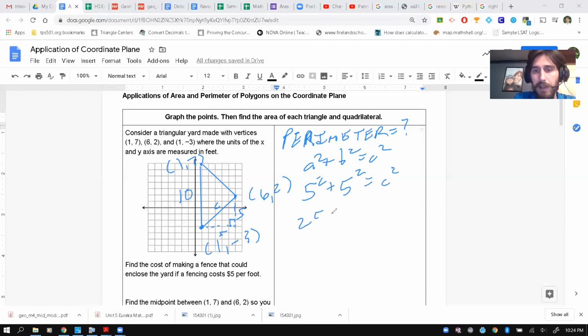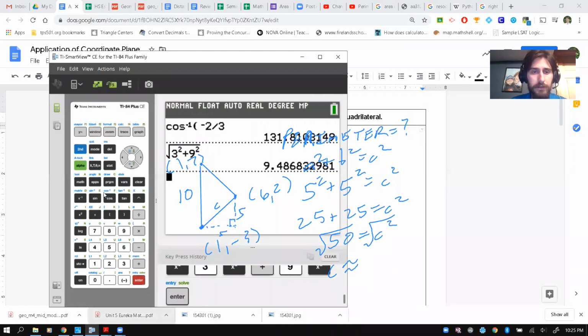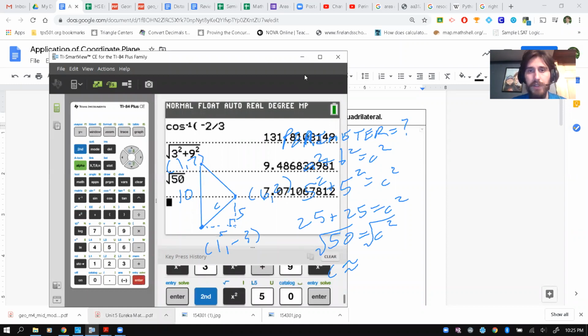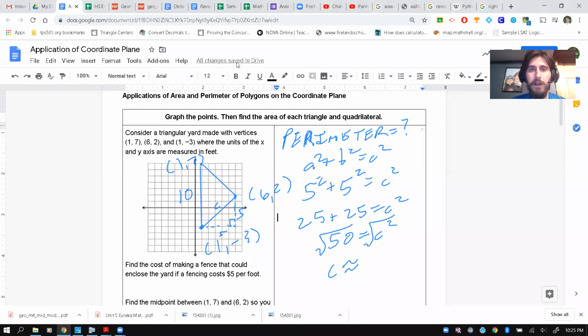5 squared is 25. 25 plus 25 is 50. And then taking the square root of both sides is the last thing that you'll have to do to get c by itself here. So we would say that c is about, if we grab our calculator and do the square root of 50, about 7.07. All right, let's round that to 7.1. So this is about 7.1.